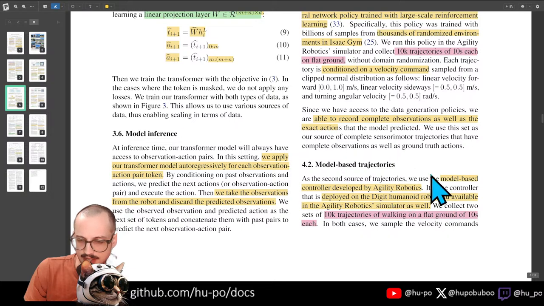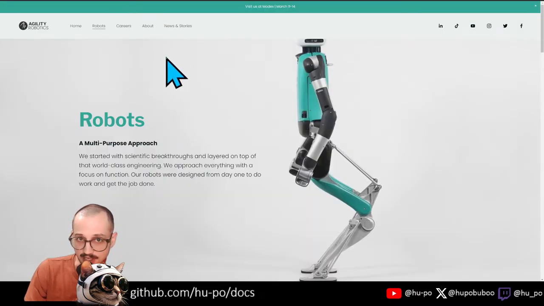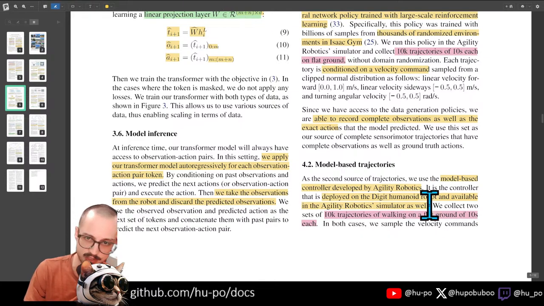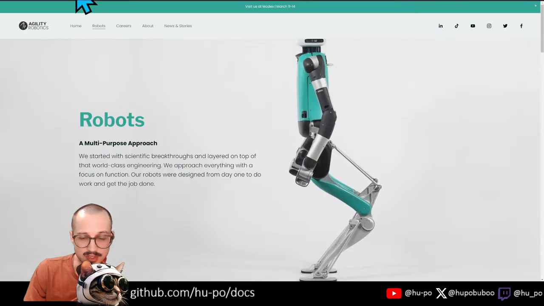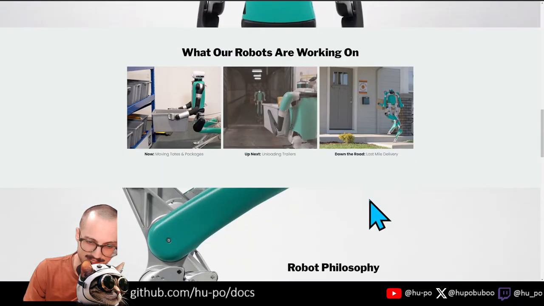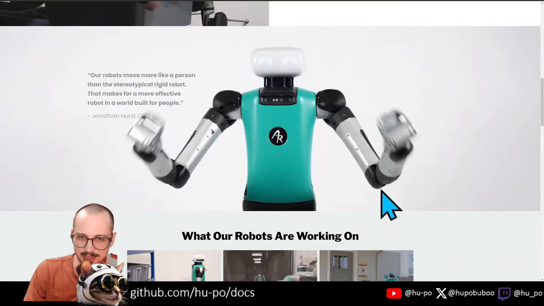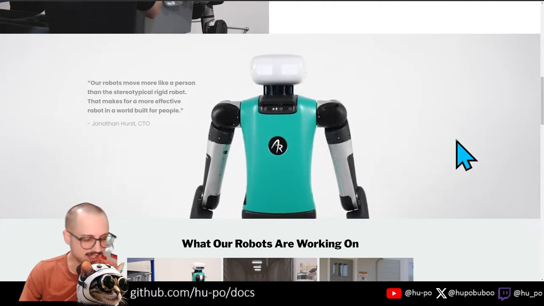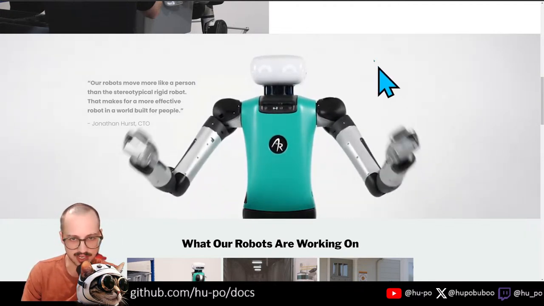It's interesting that they make a little note. They say model-based controller developed by Agility Robotics, deployed on the Digit Humanoid Robot and available in the Agility Robotics Simulator as well. This tells you that Agility Robotics, the company, has their own simulator, which isn't super unusual, since most robotics companies make their own simulators, but it's telling you that they are using model-based control. This is kind of a Boston Dynamics type approach, right? And I think the reality with model-based control is that it's much more explainable.